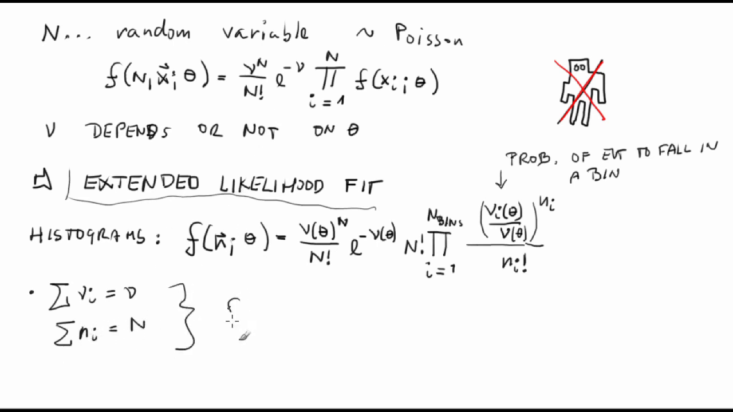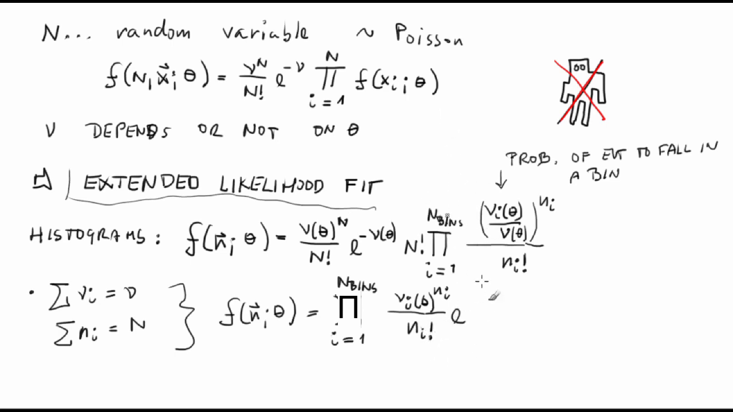Then we get f of n vector theta equals the product for i going from 1 to n bins of nu_i with parameter theta to the power of n_i over n_i factorial, times the exponential of minus nu_i with parameter theta. Here we go. The probability density function is a product of independent Poisson distributions.